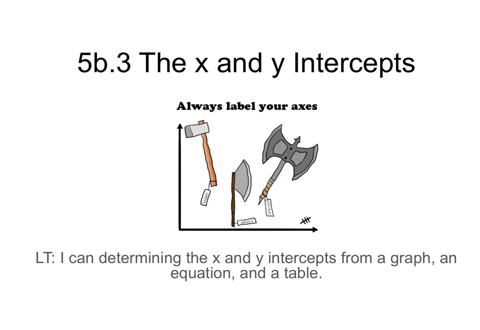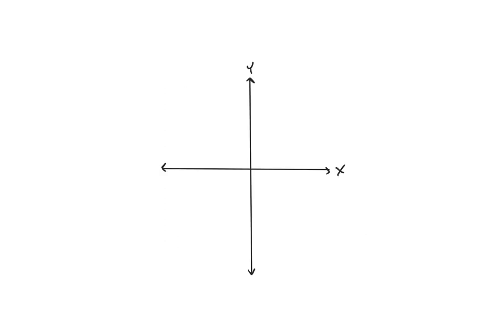Hi all, in lesson 3 we're going to be talking about our x and our y intercepts, and your learning target is that you will be able to identify these things, the x and y intercepts, from graphs, equations, and tables. So when we're talking about linear equations and these things called intercepts, what we mean is all of our linear equations are going to be lines.